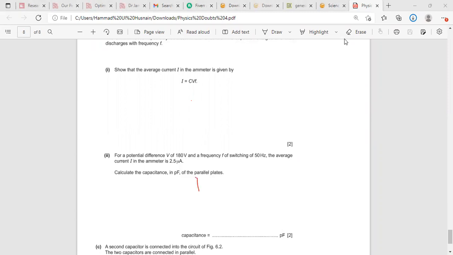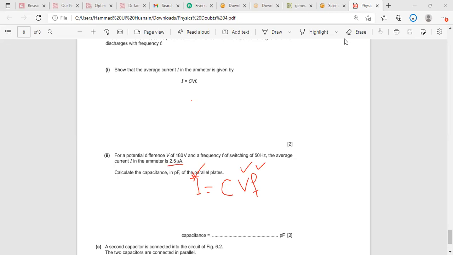So we know the expression. We have I is equal to CV into F. We know the value of current, we know the value of voltage, we know the value of frequency. We can just plug in the values and we can get the answer. We just need to know the prefixes.